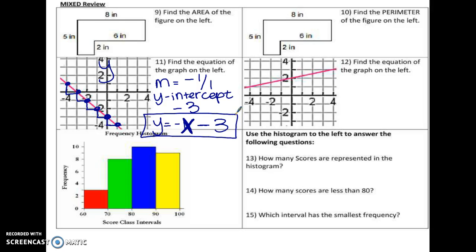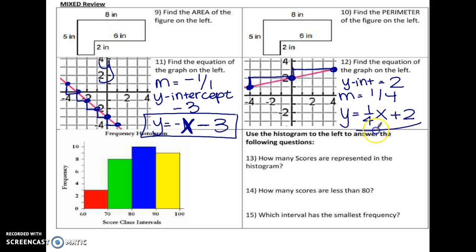Find the equation of this graph. It does go right through the 2, so the y-intercept is 2, and our slope, notice it goes through right there at that point on the grid, and if we come this way, it goes right through here. So we're going to find that rise and run. That slope, because it stays constant for a line, it goes up 1 over 4. And so that's y equals 1/4 x plus 2.